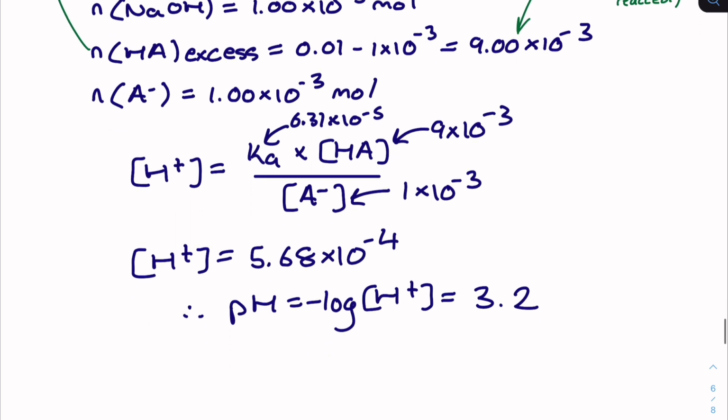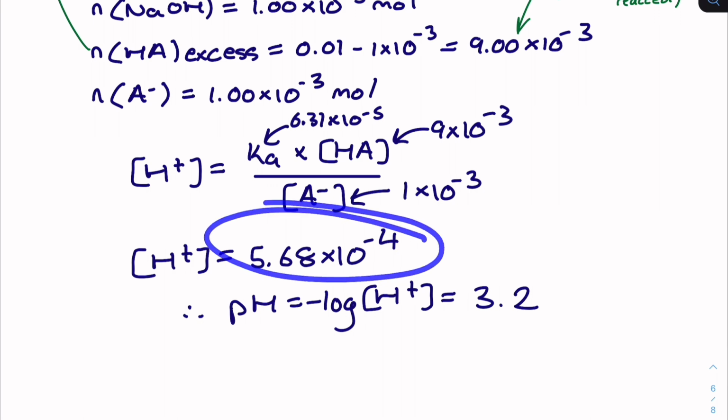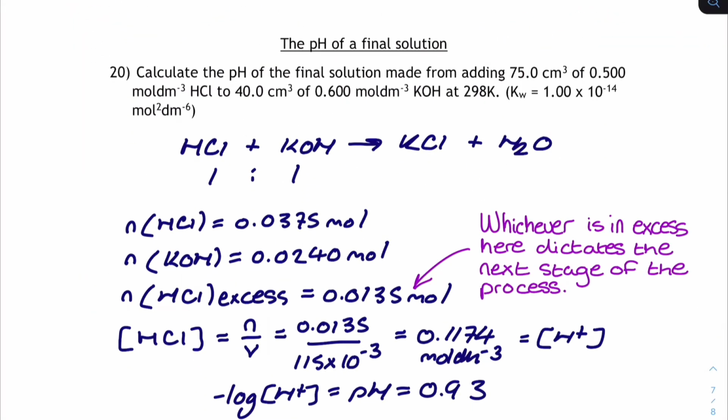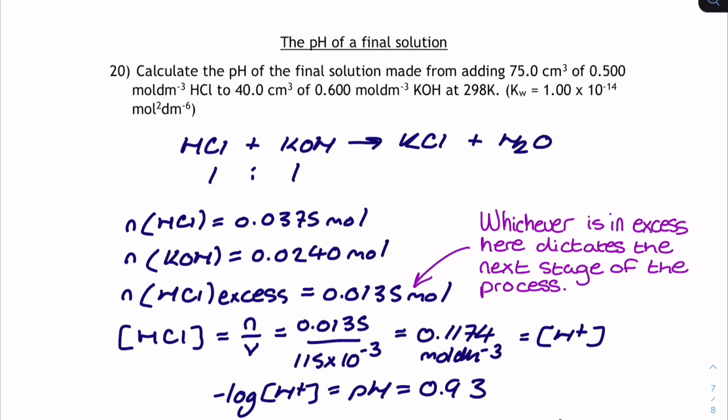That gives me an H plus ion concentration equal to 5.68 times 10 to the power of minus 4, giving me a pH of 3.2 when I minus log that quantity. This is the final page of these pH calculations, and what we're looking at here is a nice follow-on from the previous section, and it's all about the pH of a final solution or a resulting solution.